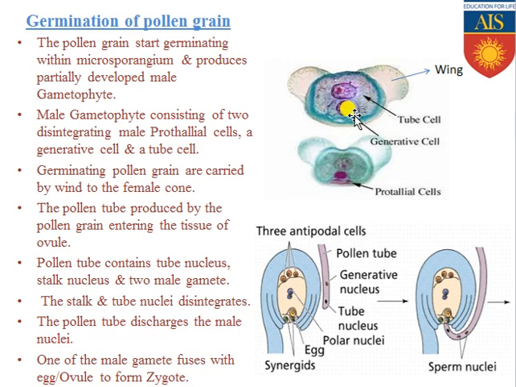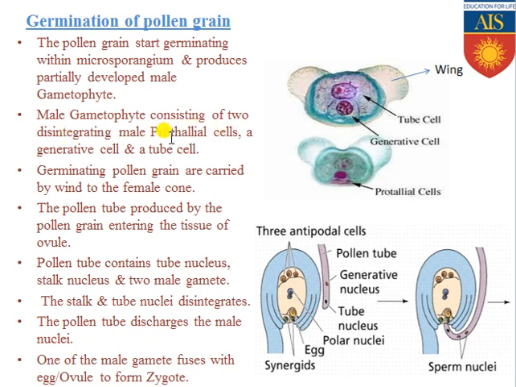Going to the next slide, here we will be discussing the germination of the pollen grain in gymnosperms. First, the pollen grain starts germinating within the microsporangium and produces a partially developed male gametophyte, because the microsporangium contains microspores, and microspores always give rise to the male gametophyte.